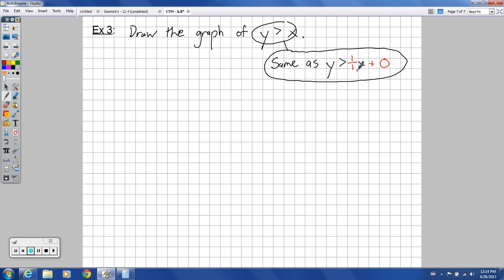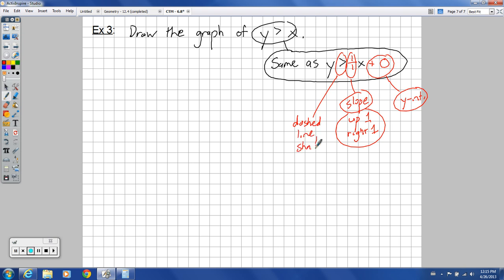So now we got what we need. Our slope is right here. And that means you're going up one and right one to get a new point. Both positive ones. Your y-intercept is right here. It's right at 0. It's right at the origin. And this just means that you're shading above, and it's a dashed line because it's not or equal to. So dashed line, and you're going to shade above.